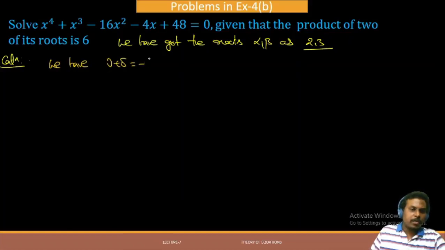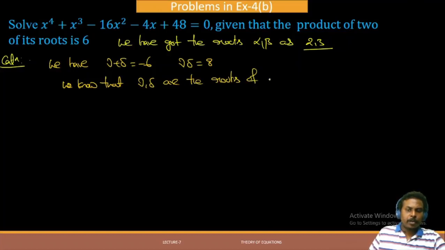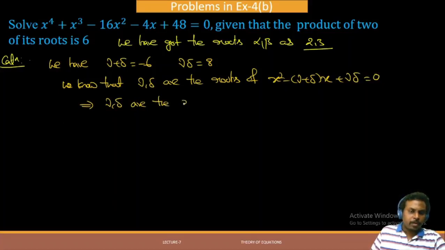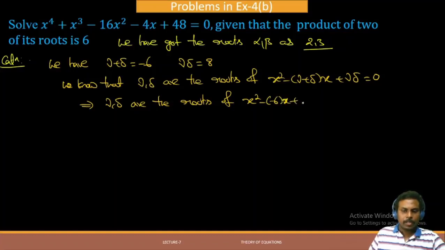gamma plus delta is equal to minus 6 and gamma delta is equal to 8. Okay, so we know that gamma, delta are the roots of x square minus gamma plus delta into x plus gamma delta is equal to 0. This implies gamma, delta are the roots of the equation x square minus of minus 6 plus gamma delta value is equal to 0. So this is x square plus 6x plus 8 is equal to 0.